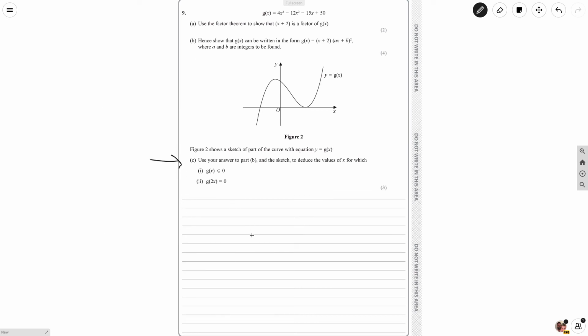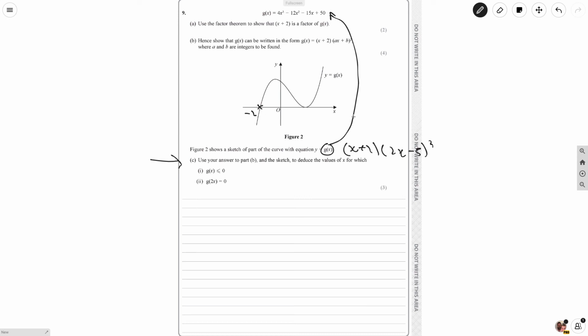So moving on to part C then. We're still dealing with the same function, this g of x, which is up here. But we know that we've written this in a different form, so let's get that jotted down again. This is our factorized version of g of x. And in factorized form, we can start looking at this graph and working out what some of the values are. So this one here must be negative 2.